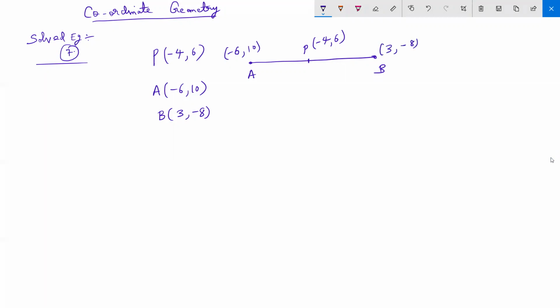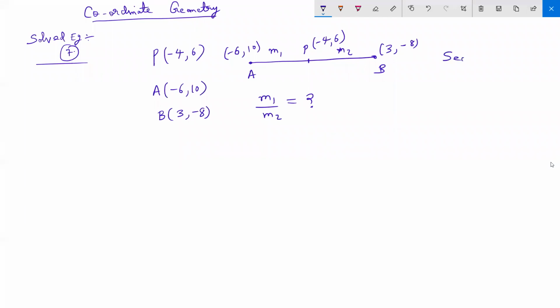Now it is given that P is dividing this line segment internally, but you don't know in what ratio it is dividing. So here m1 and m2 are the two unknowns. You have to calculate the ratio in which point P is dividing the line segment AB.